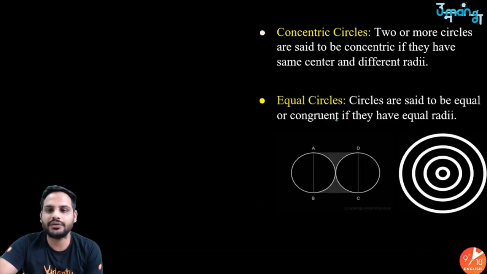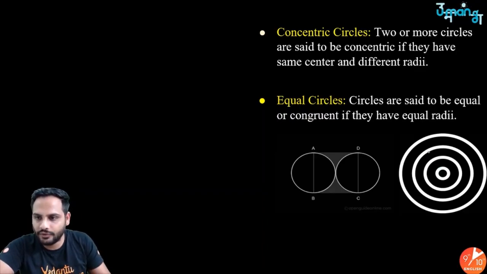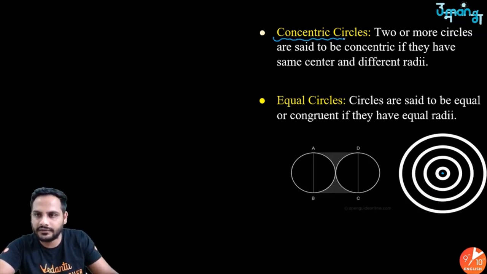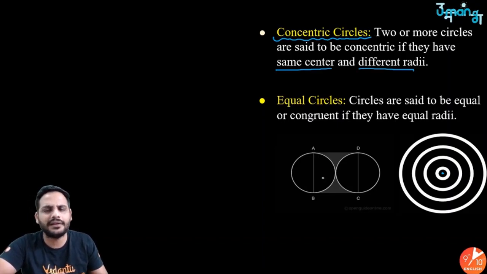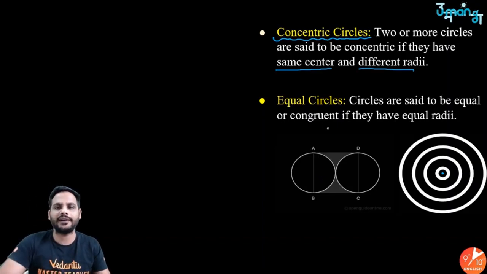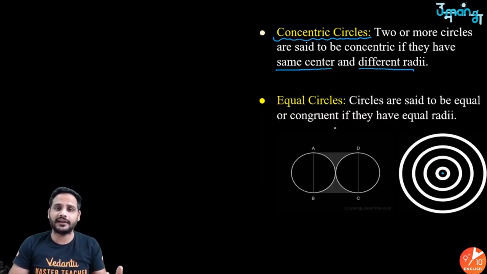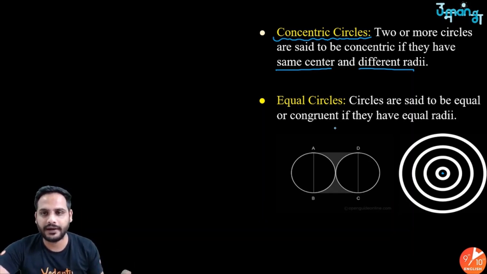Okay, then there are two terms, concentric circles and equal circles. So concentric circles means all those circles which are drawn with the same center. Suppose these 4 circles, if you see here, they all have a same center in the middle. All the circles, they have the same center but different radii. That is called concentric circles. Okay, same center, different radii. Equal circle means simple, radius must be equal. So they are like congruent circles. So two circles will be congruent to each other if their radii are equal to each other, right?